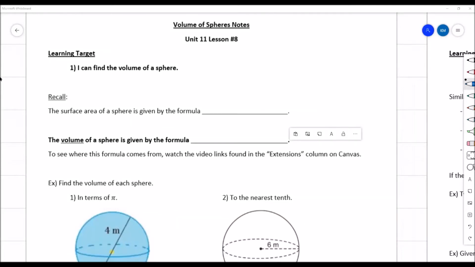Today we're looking at volume of spheres notes. At the end of this video, you should be able to find the volume of a sphere.